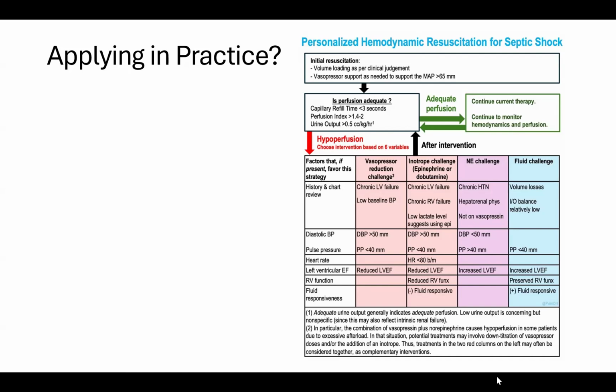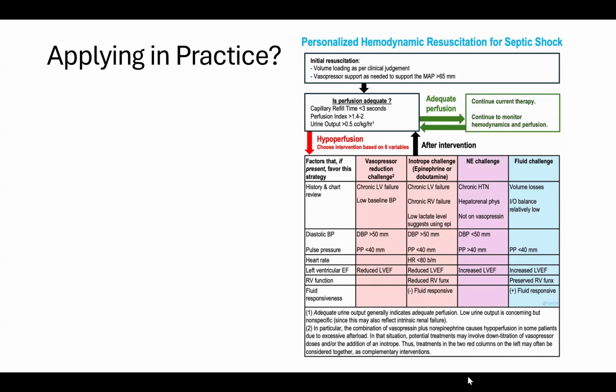Sir, I think your audio is gone. We still can't hear you. Can you hear me now? Now we can hear you. You can hear me now, right? Yeah. Okay, some connection issue.